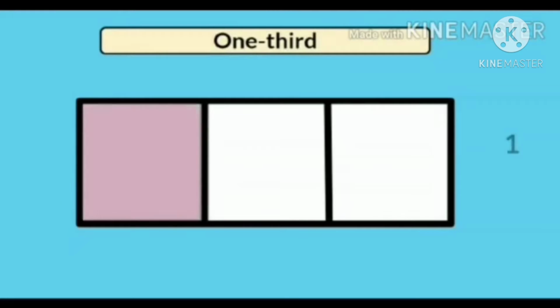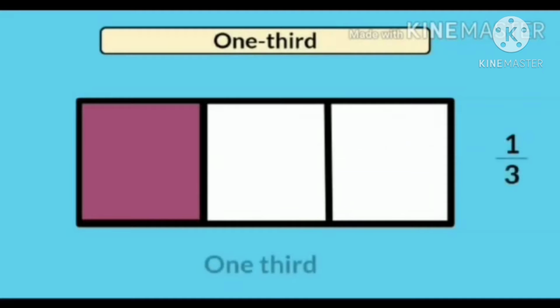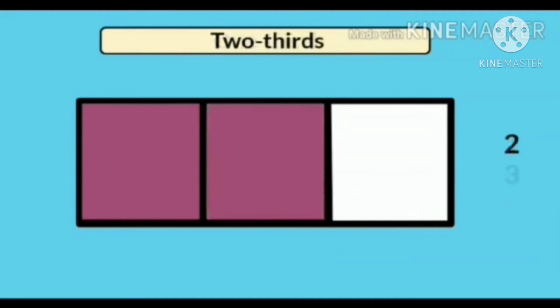Now we will discuss 1/3 and 2/3. When something is divided into three equal parts, we call them thirds. One part out of three total parts is 1/3. Two parts out of three total parts is 2/3.